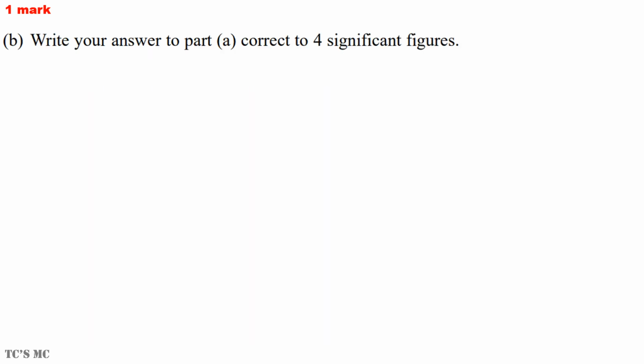Write your answer to part A correct to 4 significant figures. So we need to round 157.668255 to 4 significant figures. From the left, the first non-zero figure is the 1. So we have 1, 2, 3, 4.